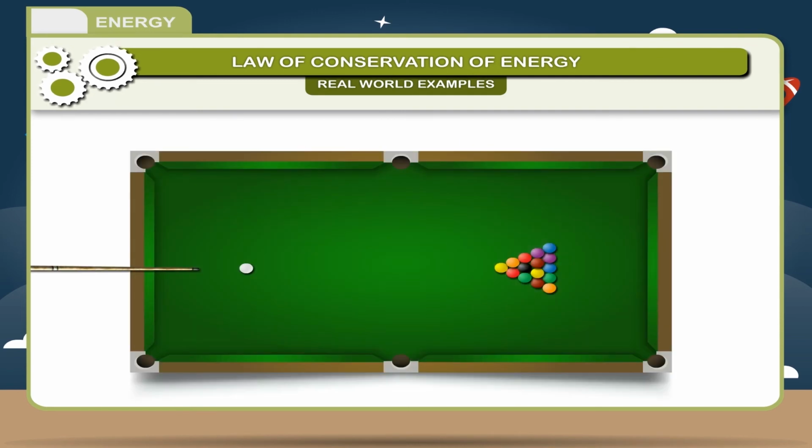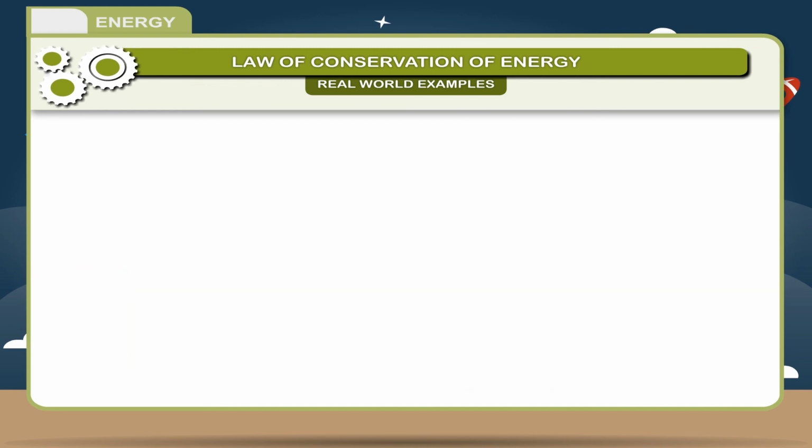2. When playing pool, the cue ball is shot at a stationary 8 ball. The cue ball has energy. When the cue ball hits the 8 ball, the energy transfers from the cue ball to the 8 ball, sending the 8 ball into motion. The cue ball loses energy because the energy has been transferred to the 8 ball. So, the cue ball slows down, but the total energy remains constant.